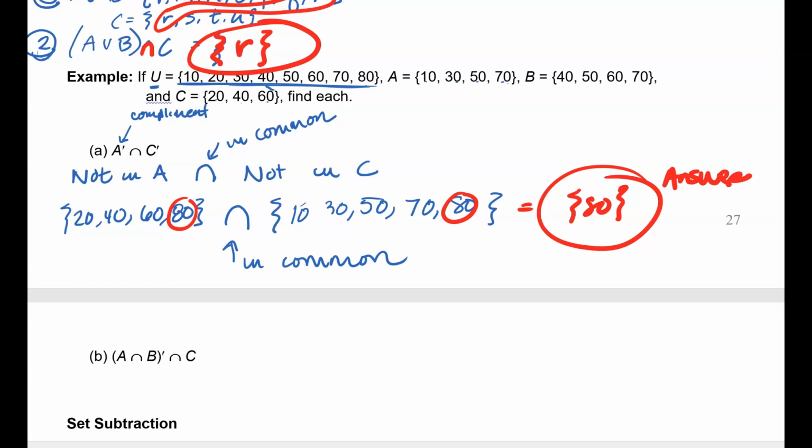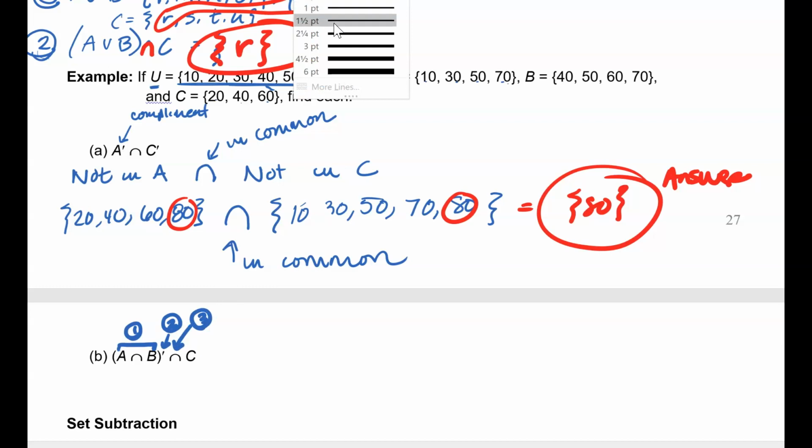And then this next one down below, we've got some parentheses again. So we're going to do this. I'm just going to put a little number 1 here. That's going to be first. The apostrophe is going to be second. And then the in common part, that's going to be third. So we're starting on the inside of the parentheses and we're working out, okay? So it's important that we go in that order. Okay, so let's start on the inside of the parentheses here.